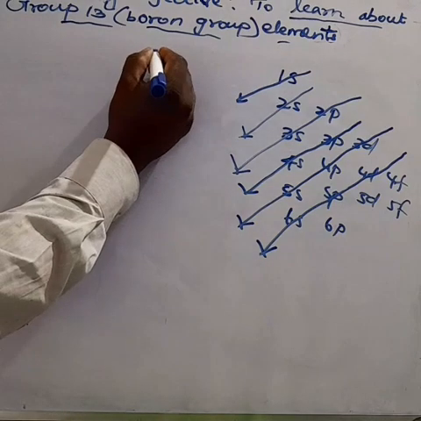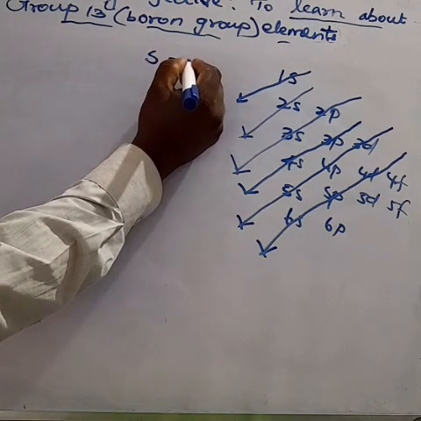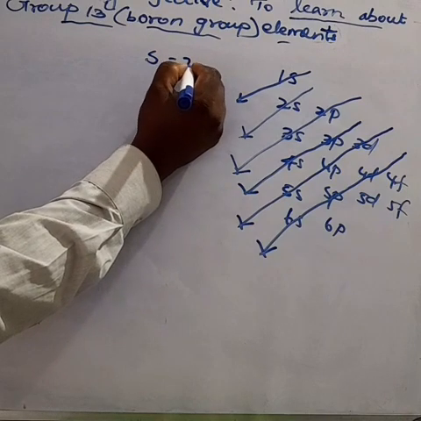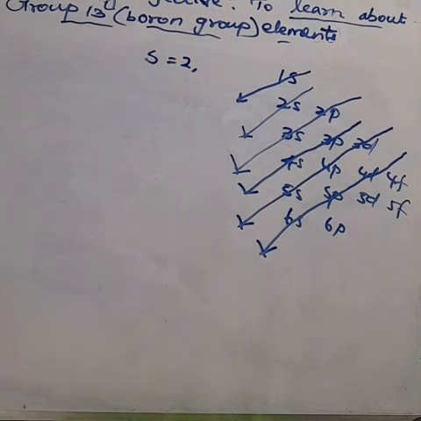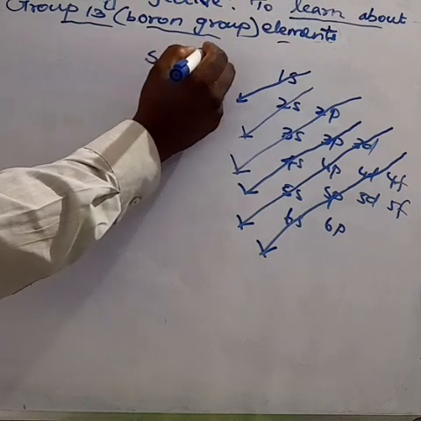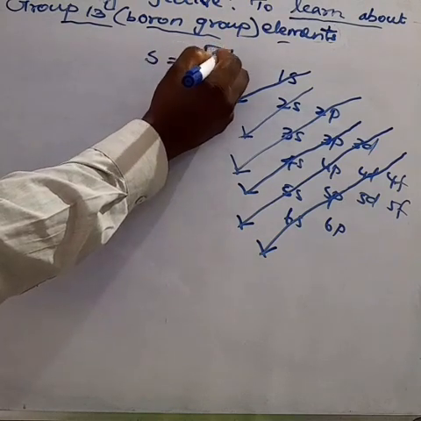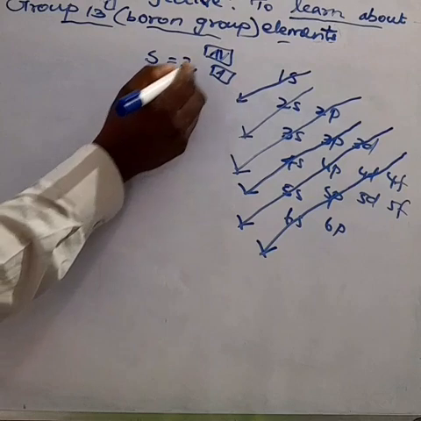In every s subshell we can accommodate a maximum of 2 electrons. The maximum number of electrons is 2. So in one box like that we can accommodate a maximum of 2, and a minimum of 1. The second one, maximum is 2.